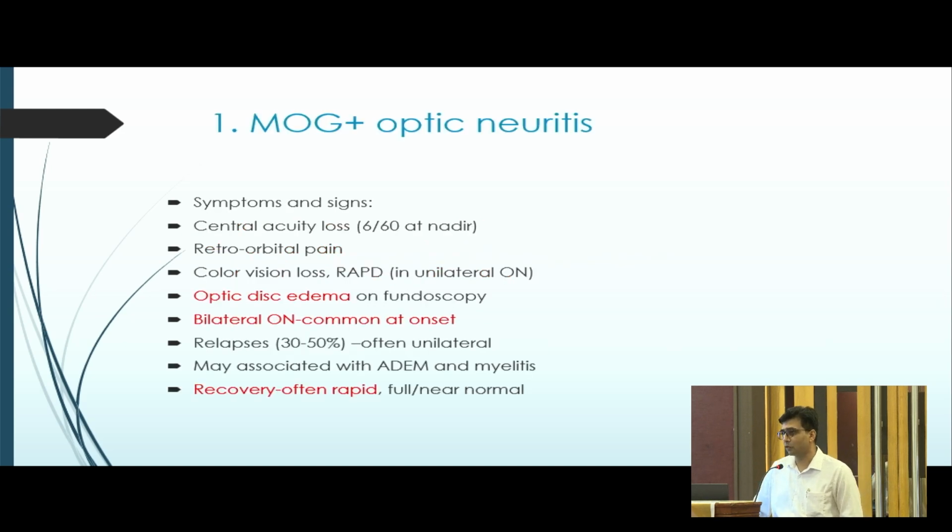So first is MOG plus optic neuritis. In case 2, which we discussed, the patient had a first episode of optic neuritis, and at that time she was most probably given steroids. Otherwise, if steroids have not been given, MOGAD can sometimes improve spontaneously. But recurrent optic neuritis in cases of MOGAD is quite common. So the patient presented with recurrence within 6 months and required immunosuppression therapy.